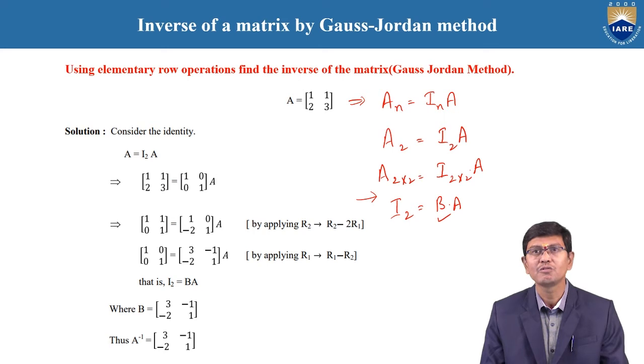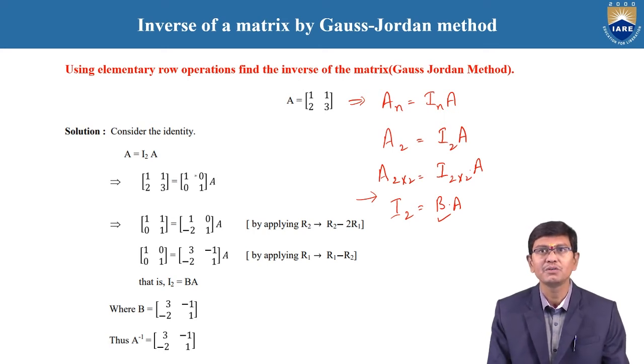Therefore, A is equal to 1 1 2 3. The right side, I2, is nothing but the unit matrix of order 2, that is 1 0 0 1, into A. Again our concept is that these two values we need to change to 0, and one value we need to change to 1 only. Therefore, on the given matrix, first of all we need to apply R2 equal to R2 minus 2R1, with the help of the first row.